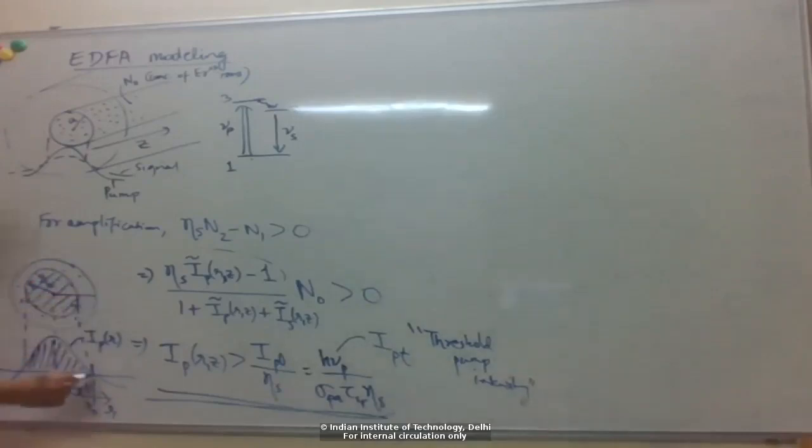But beyond R0, the intensity is lower than the threshold, so you won't have gain in this region. Okay, so you can see the higher my pump power, the closer the R0 will be to the core radius. As I increase my pump power, this goes up higher and higher. So the region over which IP is greater than IP threshold covers more and more of the core.